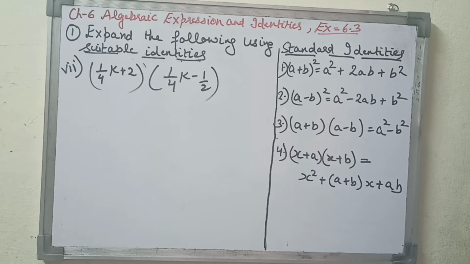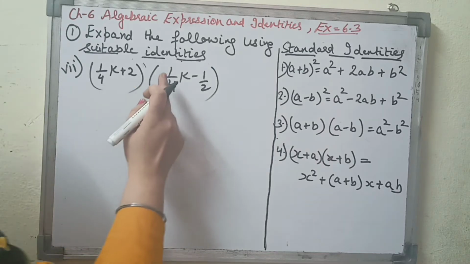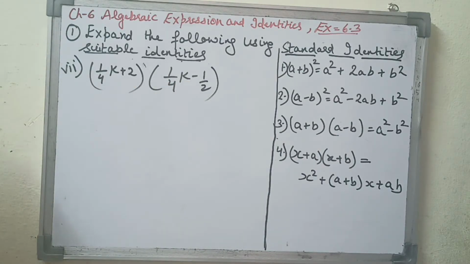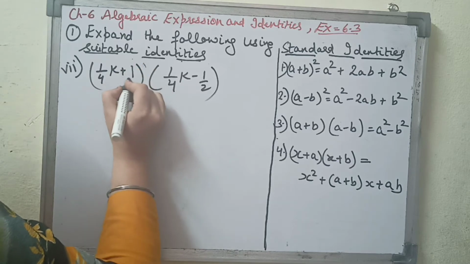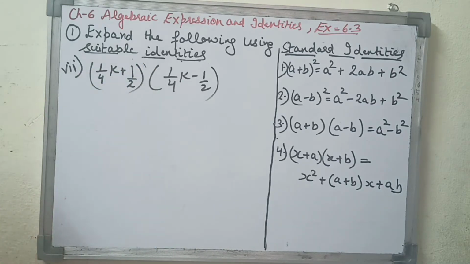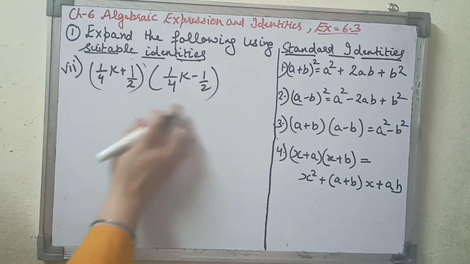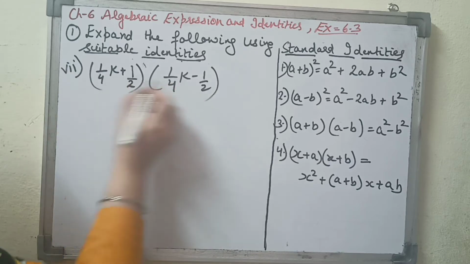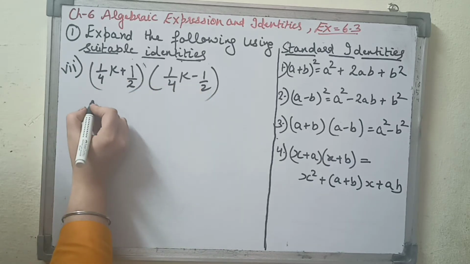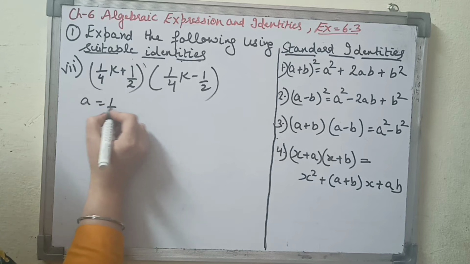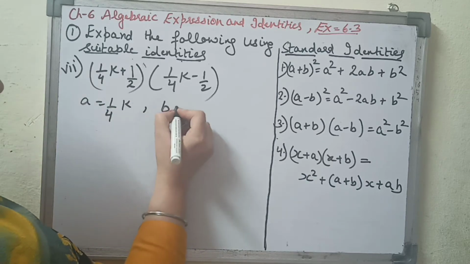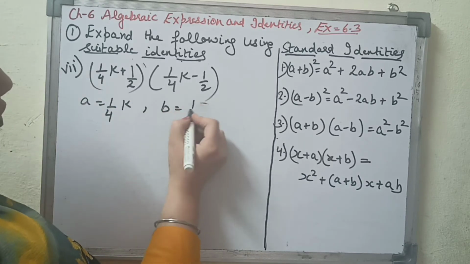And the seventh part is (1 over 4k plus 1 over 2)(1 over 4k minus 1 over 2). Now, again these two terms are the same, but there is a change of the sign in between them. Now take the first term 1 over 4k and the second term it is 1 over 2.